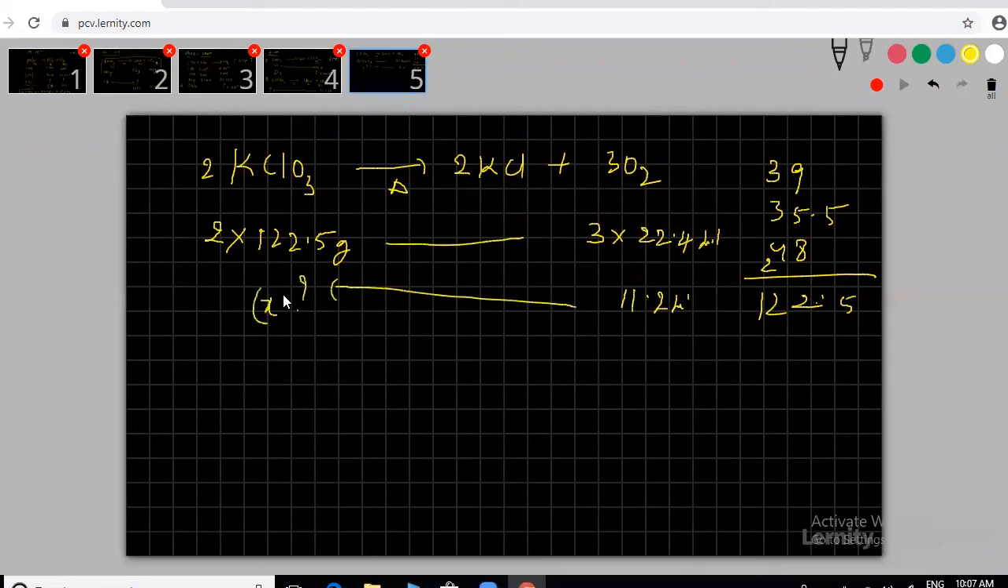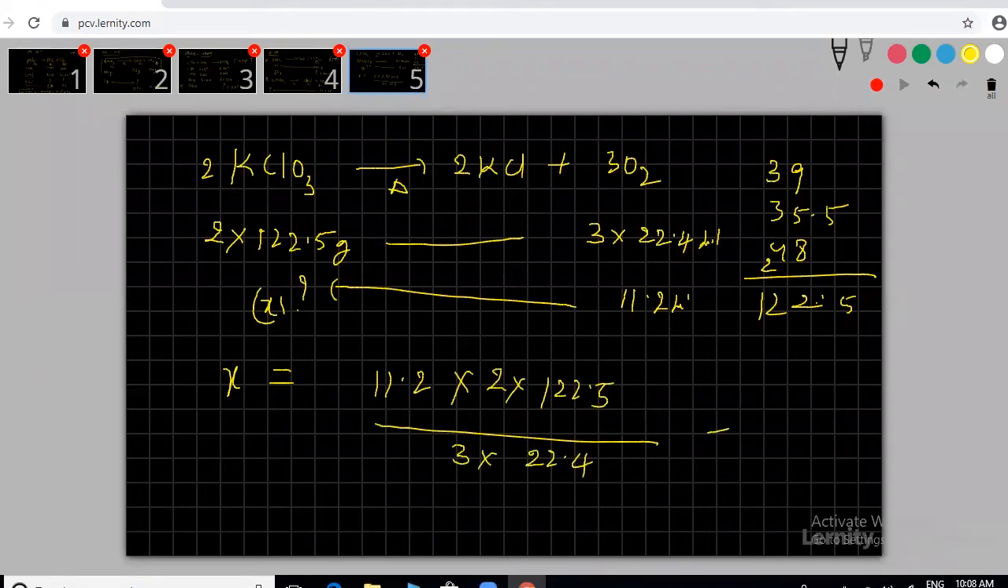Just cross-multiply. The above information you have to know; that we won't give in the question. You have to know it by solving the equation. Then x equals 11.2 liters into 2 into 122.5 by 3 into 22.4. By solving this, see how much you get as the answer.